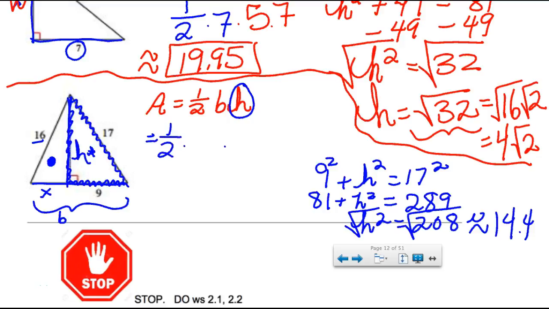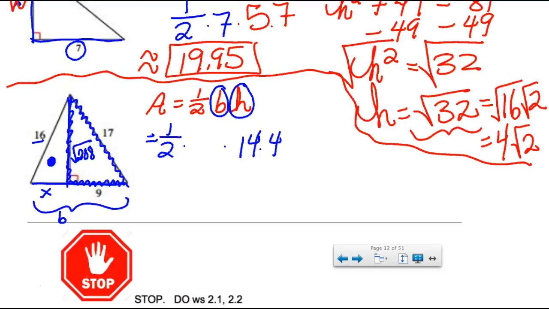base times height. Well, I now need to go get the base length. So let's go back over here. I'm going to erase this. I'm going to put in my 14.4, or the root 208 would keep it more exact. And I think I like doing that better. So I think, because here's my h, it's a square root of 208. Let's go throw that on there, and I'm not going to even simplify it. You'll see why.